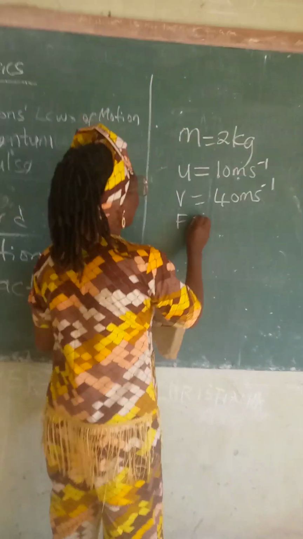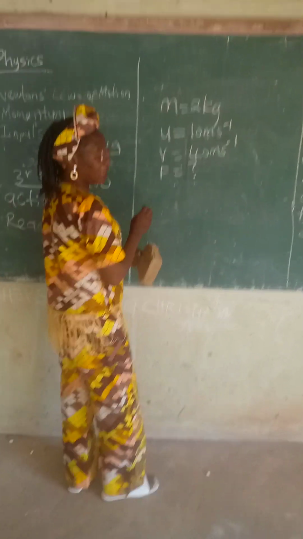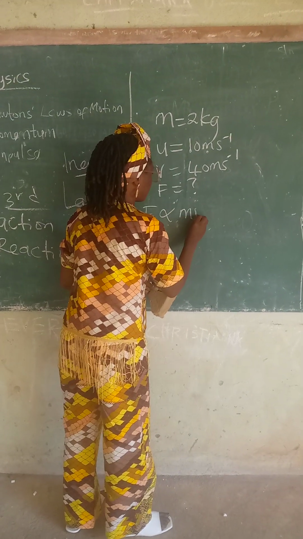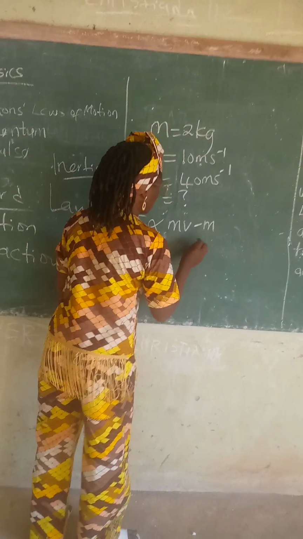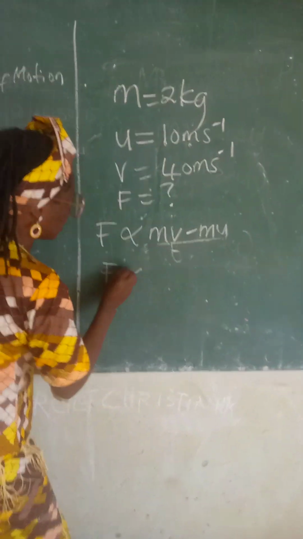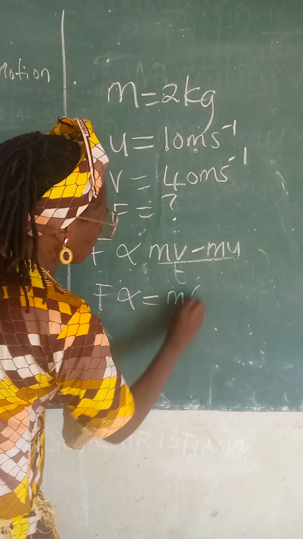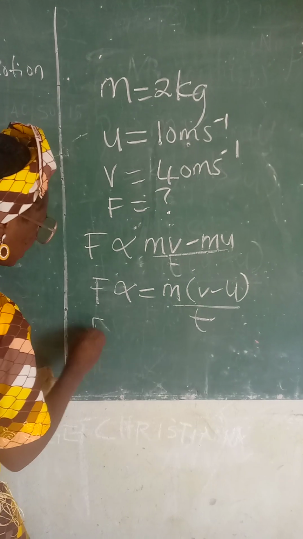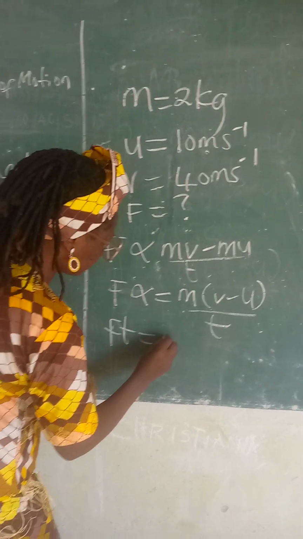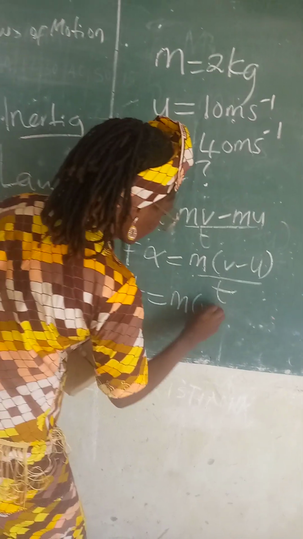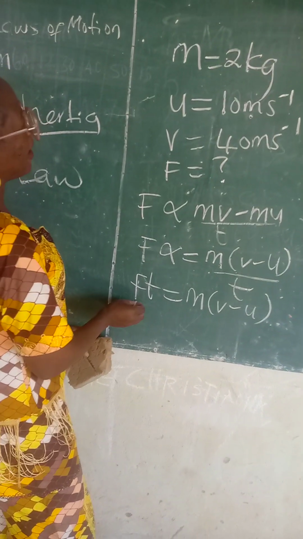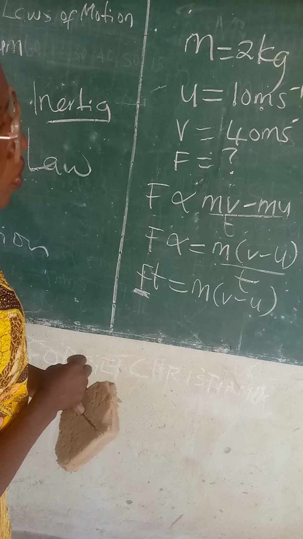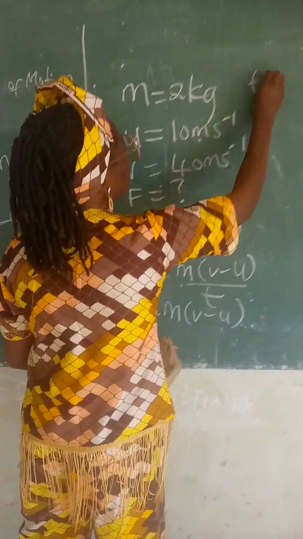Neglecting air resistance, calculate the upward vertical force acting on the body. So we are looking for F. From the formula we derived from the second law of motion, F is directly proportional to mv minus mu over t. This is the same thing as m(v minus u) all over t. So if we have this, let's assume k is 1. We are looking for F. I forgot to mention time. Time is given as 4 seconds.